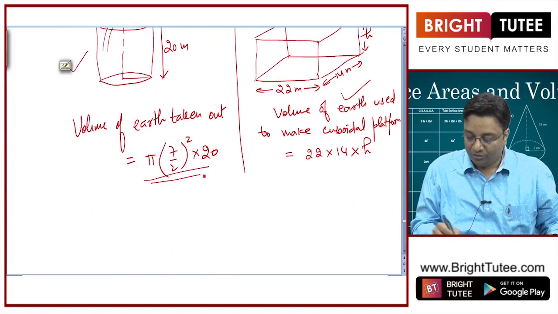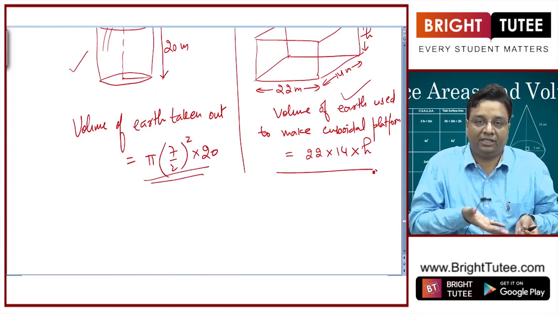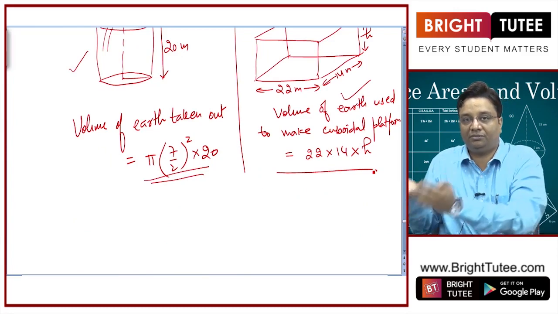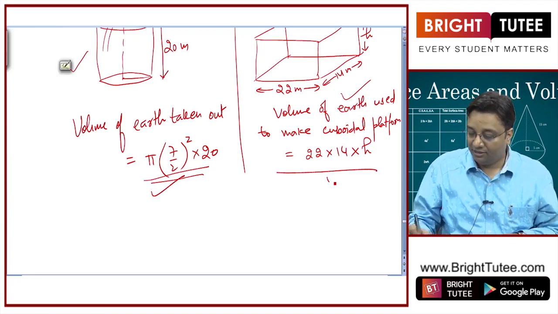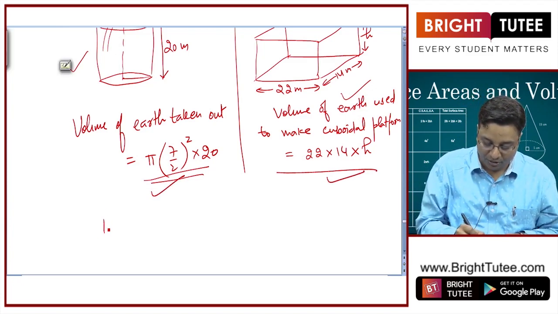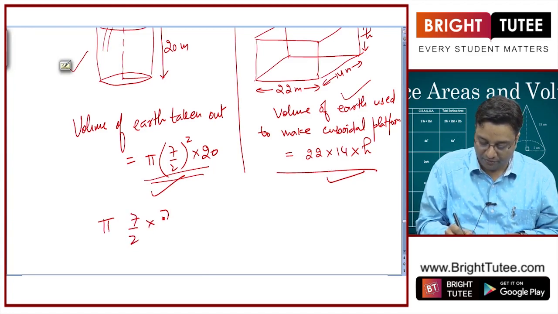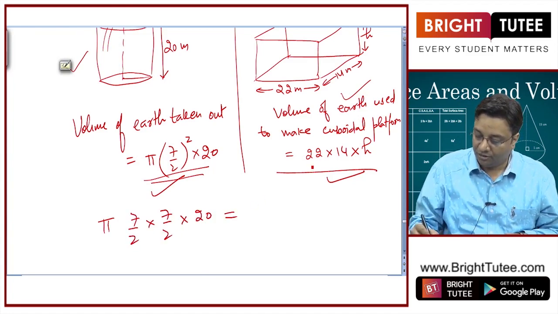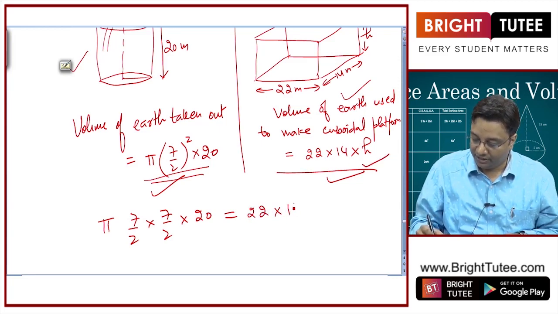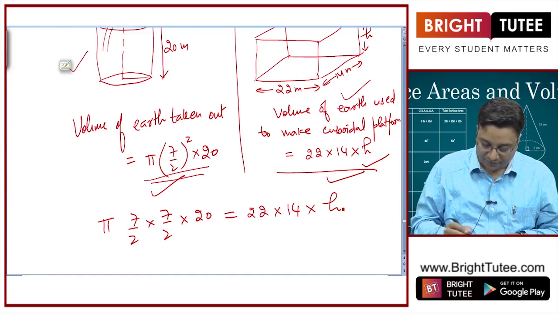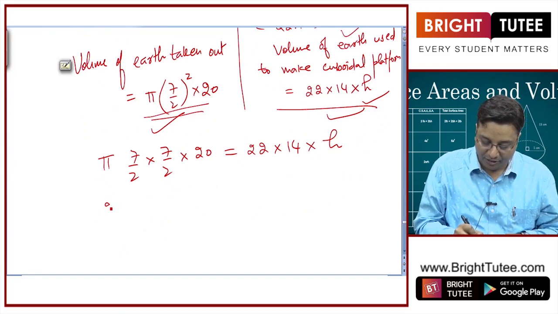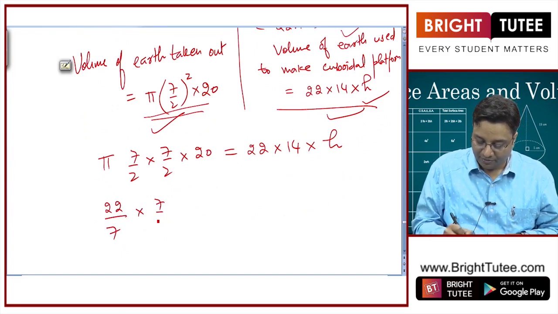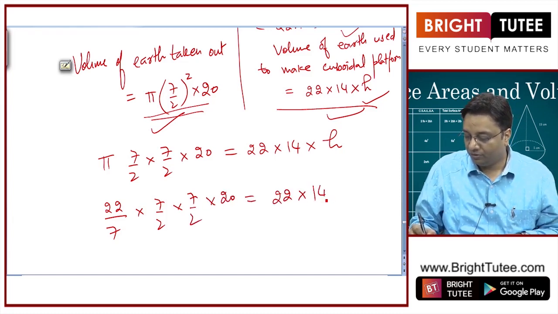And these two volumes have to be equal because it is the same earth that is being taken out and it is the same earth that is being used to form the platform. So there will be no change in volume. So I am equating these two. Pi into 7 by 2 into 7 by 2 into 20 is equal to 22 into 14 into h. If I write pi as 22 by 7, then 22 by 7 into 7 by 2 into 7 by 2 into 20 is equal to 22 into 14 into h.